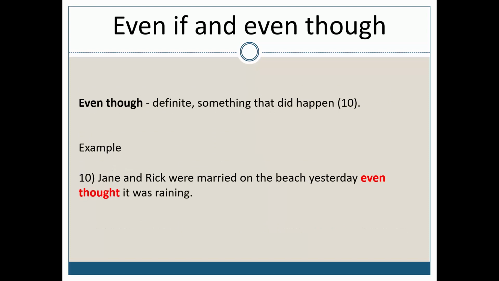Even though means it's definite. Something did happen, but it didn't affect the situation, as in example number 10. Jane and Rick were married on the beach yesterday, even though it was raining. In this example, it rained, but they still got married on the beach despite the fact it was raining.